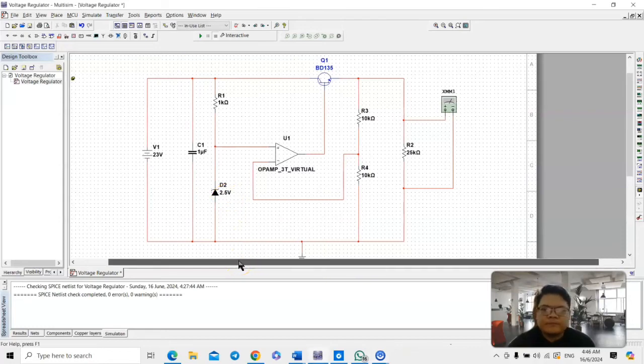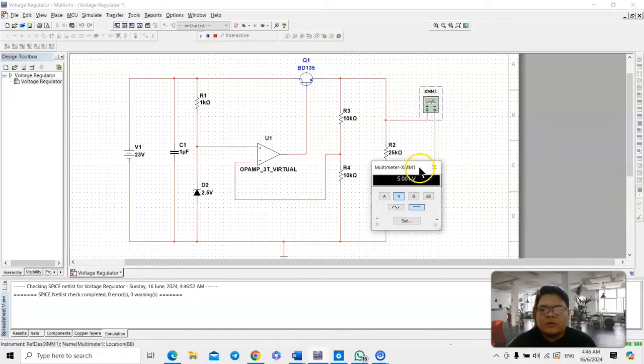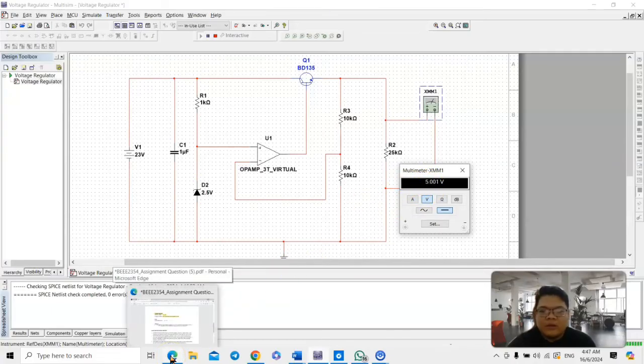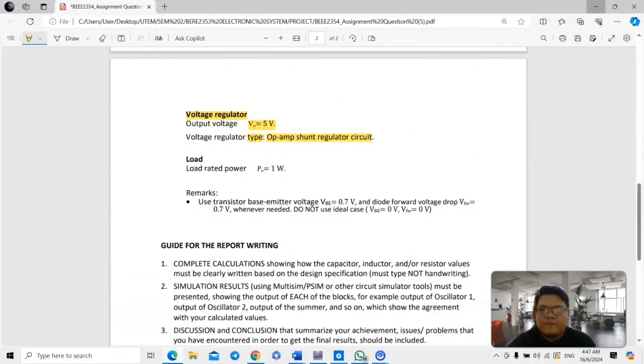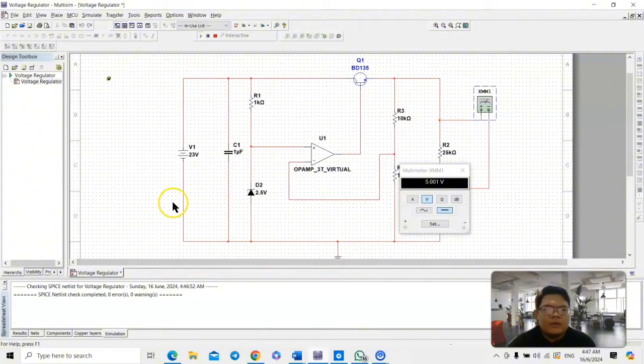Now let me show the result for my circuit. After I press run, I will use the multimeter to see the output voltage. The result that I get is 5.001 volt, which achieves the requirement of this question, which is 5 volt. Next, I will explain a little bit about the calculation.